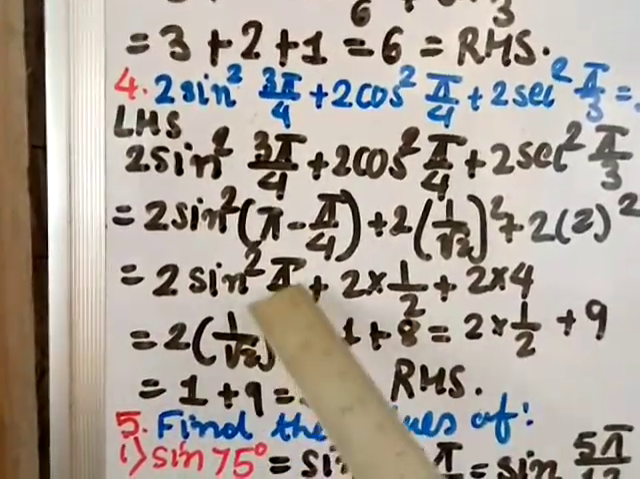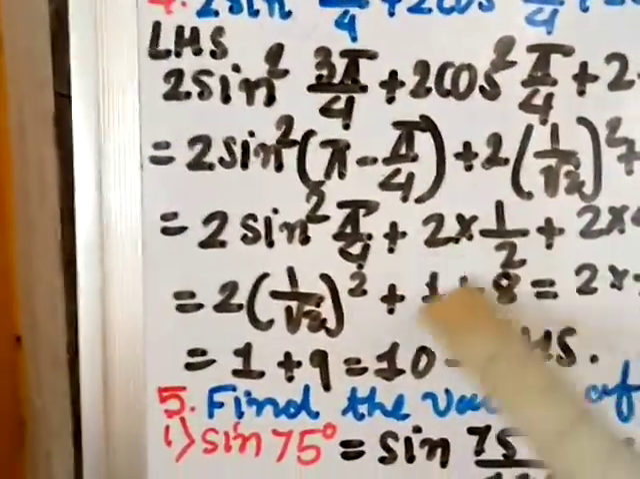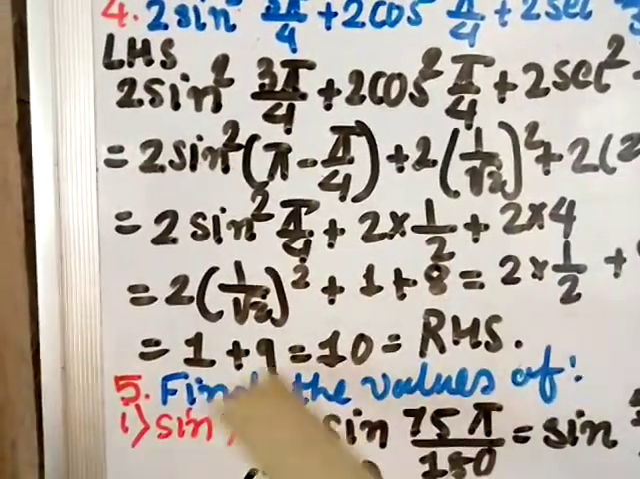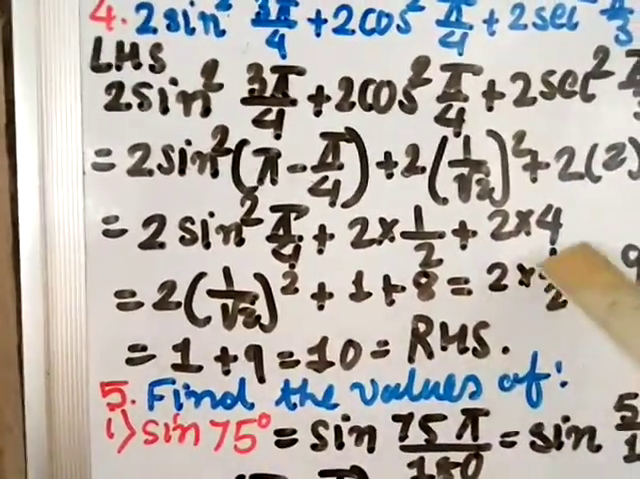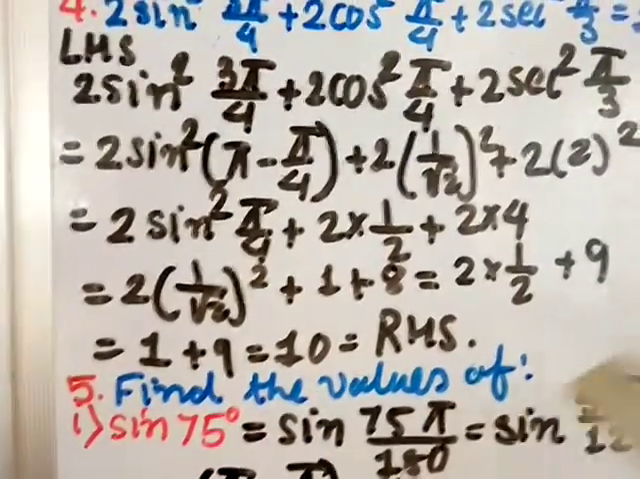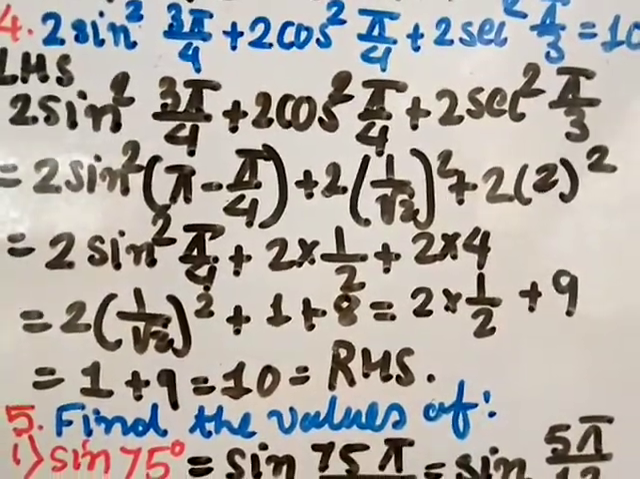Sine square pi by 4 value is, we know that value is 1 by root 2. Okay, so you put 1 by root 2 whole square plus 2 cut, so here remains 1. And here 4 into 2, 8. So 8 plus 1 is 9. 2 into 1 by root 2 square is 1 by 2. 2 cut, so remains only 1 here. So 1 plus 9 gives you 10 equal to right hand side. That is what you have to prove. So that is the answer or solution for question number 4.